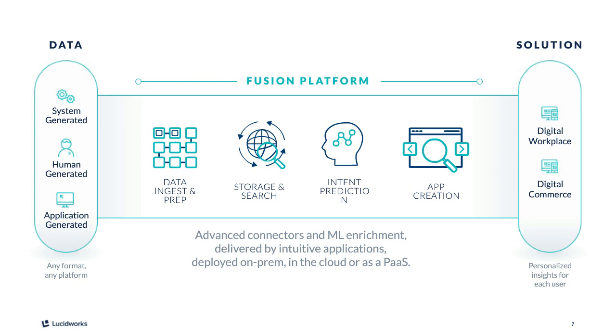And then we do intent prediction, again with machine learning. When users interact with the system, we look at the signals they've been sending, and the system understands how to predict what they're looking for and to match that with the data that's in the corpus in Fusion. I also mentioned app creation. We have an app studio to create new and different applications. All of that delivers on the far right solutions for digital workplace and digital commerce that personalize the experience of data discovery, product discovery, what have you.